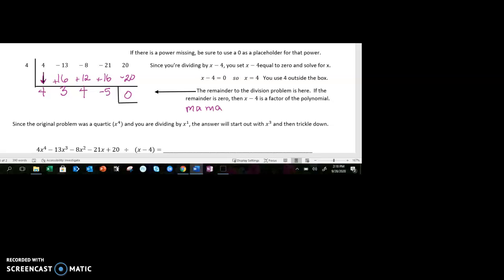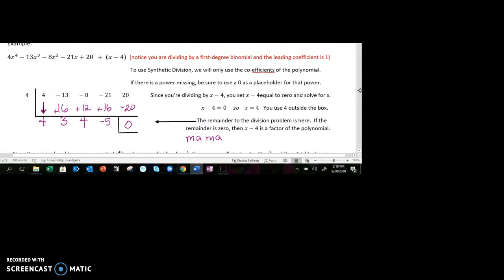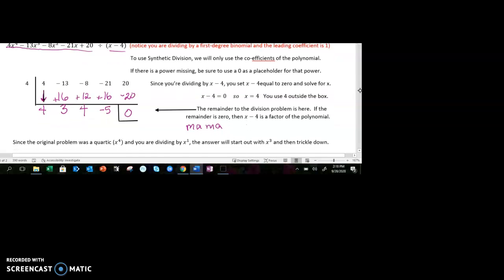So what does that mean to me? That means that if I get a remainder of 0, that means that x minus 4 divided into my polynomial with a remainder of 0, which means it is a factor. X minus 4 is one of the factors. So where do I go from here?